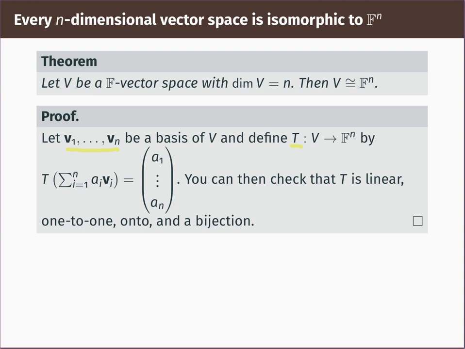Onto is very easy, because if you have any column vector a1 down to an, well, that is the image of the linear combination a1 v1 plus a2 v2, and so on, and therefore it's a bijection. So we're done. We've proved that every single finite dimensional vector space is isomorphic to a space of height n column vectors.